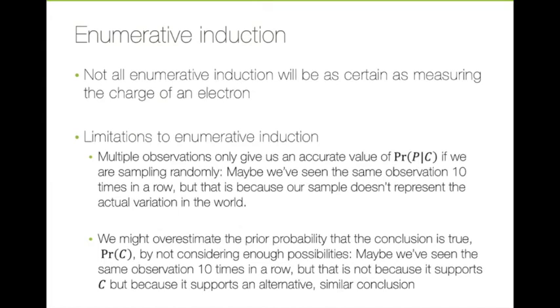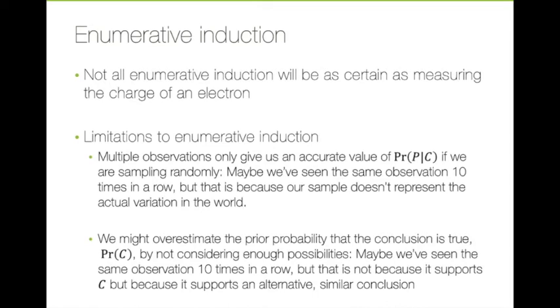Now, not all enumerative induction will be as certain as measuring the charge of an electron. So let's consider a couple of limitations to enumerative induction. The first is that multiple observations only give us an accurate value of the probability of the premises given the conclusion if we're sampling randomly. So it's possible that we see the same observation 10 times in a row, not because we're getting an accurate representation of uniformity, but because our sample in some way doesn't represent all the actual variation in the world.